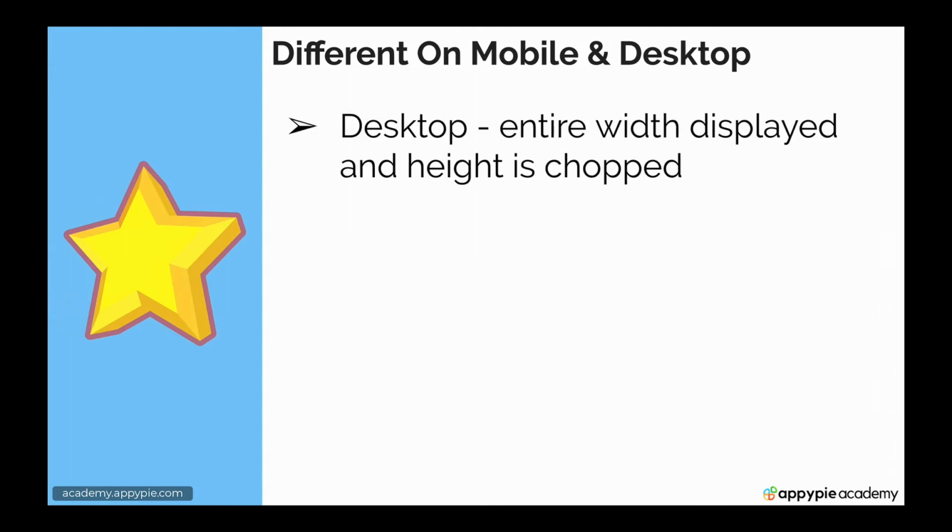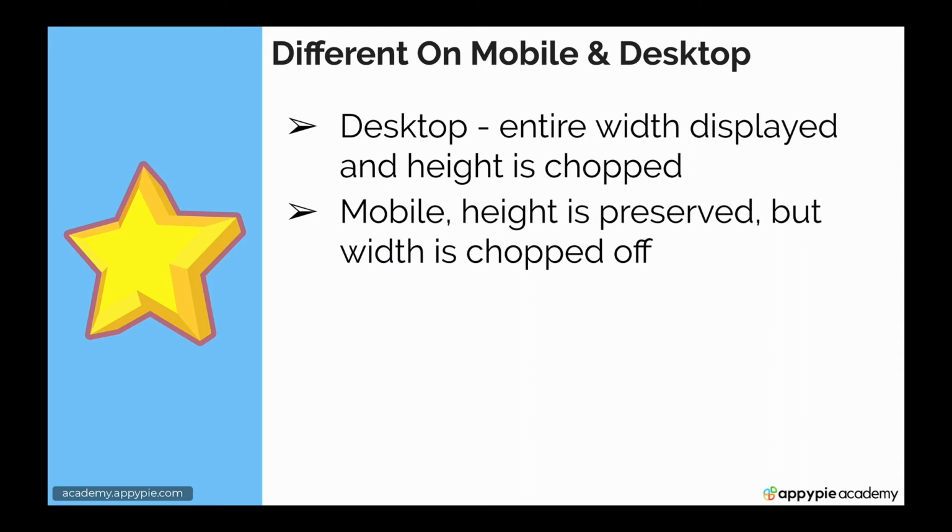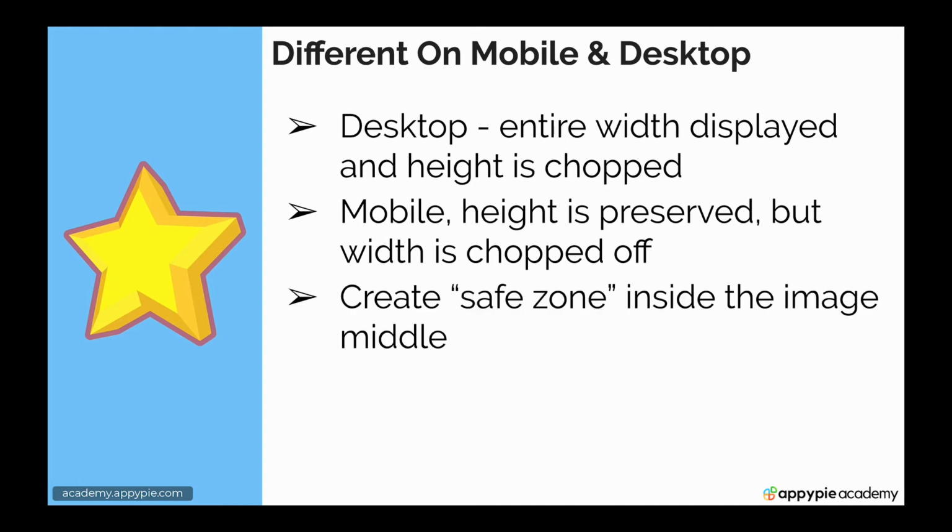So on desktop, the entire width is displayed and the height is typically chopped off. On mobile, the height is typically preserved or chopped off a little bit, but the width is chopped off by quite a bit. What happens is you have to direct your freelancer or whoever is going to create your banner to create what's called a safe zone inside the image middle so that it doesn't get cut off from any angle, from on top, on the widths, depending on the devices.